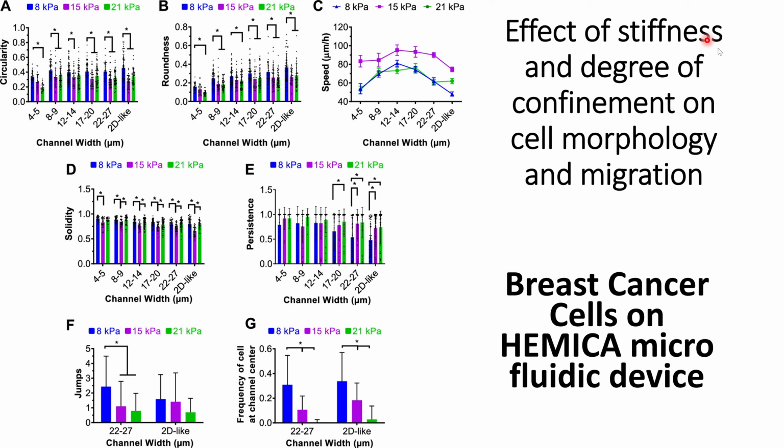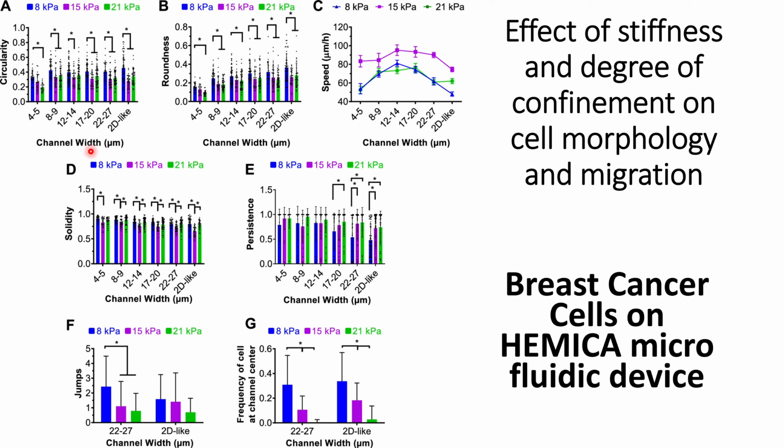This figure mainly discusses the effect of the stiffness and the degree of confinement on the cell morphology and migration. The stiffness means how stiff the gel is. The gel stiffness can be controlled by its composition. In this paper, they have discussed a gel that is made up of PA, water and one more compound, and the degree of confinement is defined by the channel width. An increase in channel width will lead to a 2D-like confinement, and a decrease in channel width, around 4 to 5 micrometer, will provide us a 3D-like confinement.